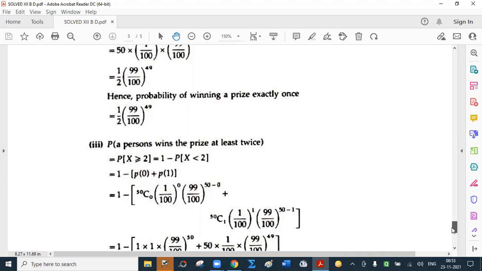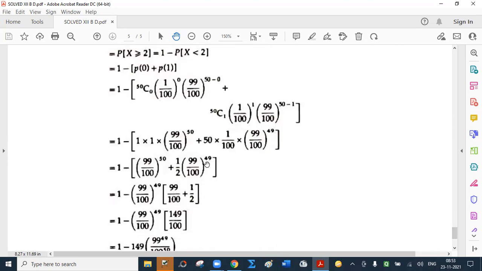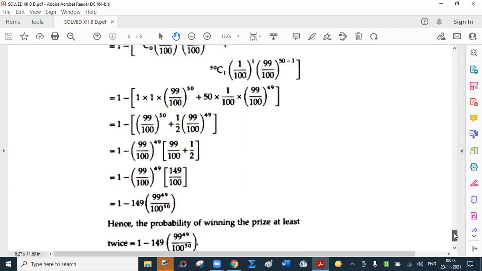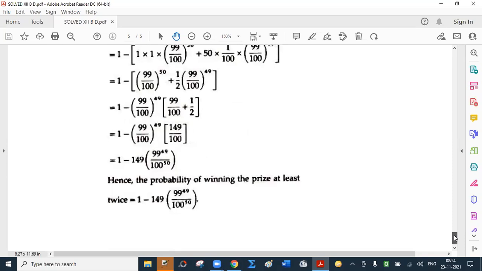So it is 1 minus P of x less than 2. That is 1 minus, in bracket, P of x equal to 0 plus P of x equal to 1. Substitute. You have to simplify patiently. See what can be taken common. In this case also it is written as half into. So 99 upon 100 raised to 49 can be taken common to get this in bracket. Simplify. So final answer is what? 1 minus 149 into 99 raised to 49 upon 100 raised to 50.